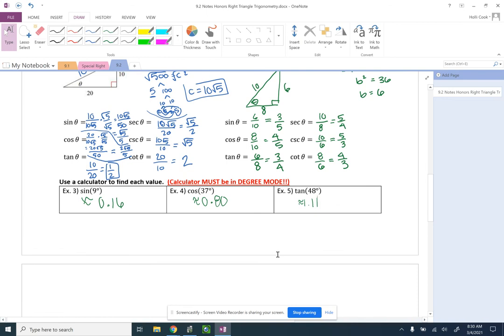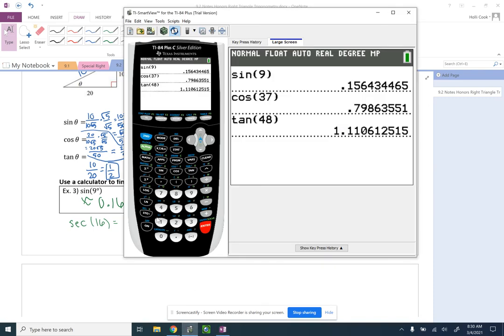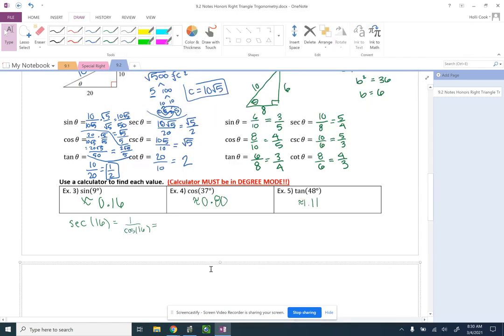And then one last thing is we're going to do the secant of 16, just to show you, because your calculator does not have secant, cosecant, or cotangent. But we know that secant is the same as 1 over cosine. So if we do 1 divided by the cosine of 16, that's going to give us our secant value. So 1 divided by cosine of 16 will tell us that our secant is about 1.04.